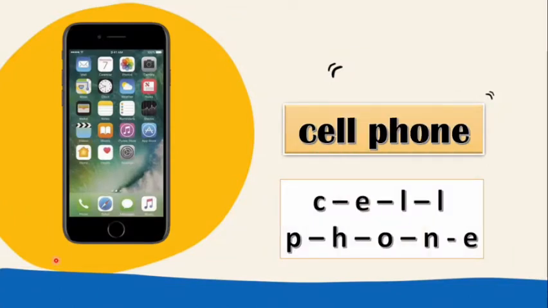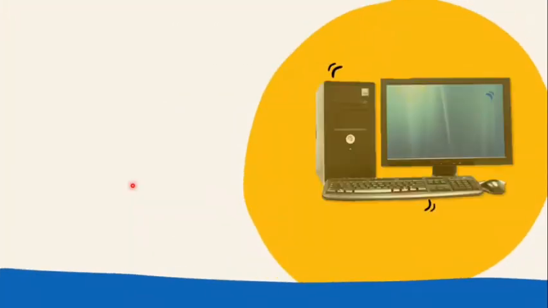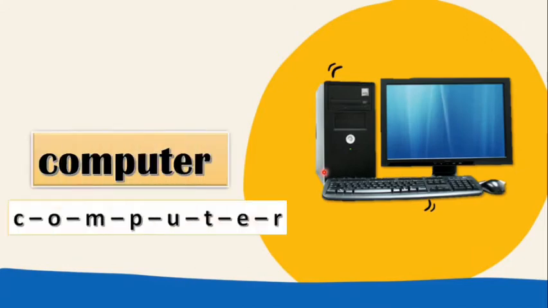Next. Cell phone. Can you say cell phone? C-E-L-L-P-H-O-N-E. Cell phone. Next. Computer. Can you say computer? C-O-M-P-U-T-E-R. Computer.